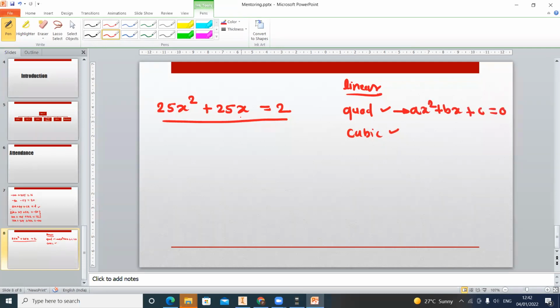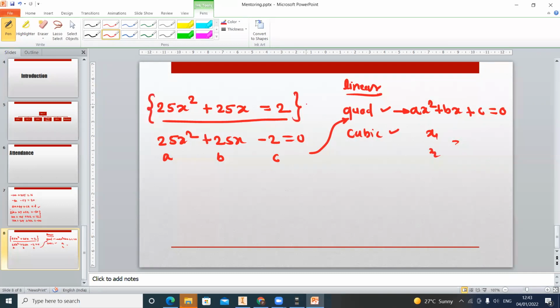That means we have to convert this equation into this format: 25x square plus 25x minus 2 equal to 0. These values will be constant a, constant b, and constant c, and then you can use the quadratic mode by selecting the mode option, and then you can get the values of x1 and x2. But if you don't want to use the quadratic mode, you can directly solve this equation. So I will show how to solve this equation directly. In this case, you will just get one answer for a constant.